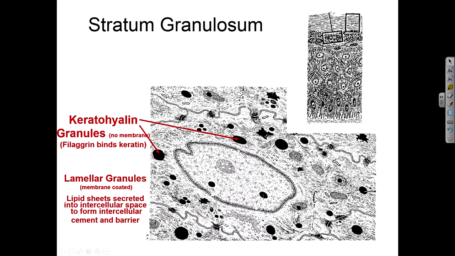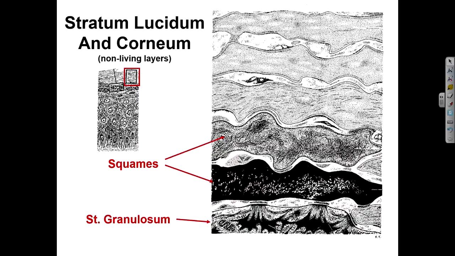The lamellar granules are secreted between the cells and help to act as a barrier to water, because the lipids are hydrophobic, and also as a glue to hold the cells together somewhat. Hence the term stratum granulosum, because of those two different types of granules within those keratinocytes. Okay, so that was the three living cell layers. Then the next layer up in thick skin is the stratum lucidum, which is kind of a clear layer where the squames have been compressed.